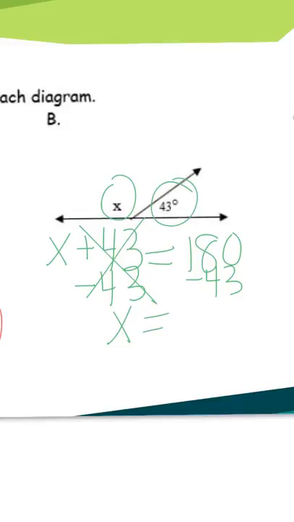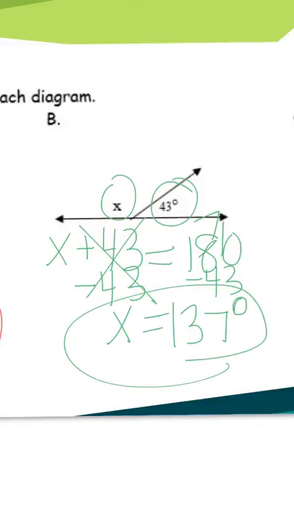Then you have a positive 180 and a negative 43. They're different signs, so you subtract. Don't forget your degree sign, and your answer is 137 degrees.